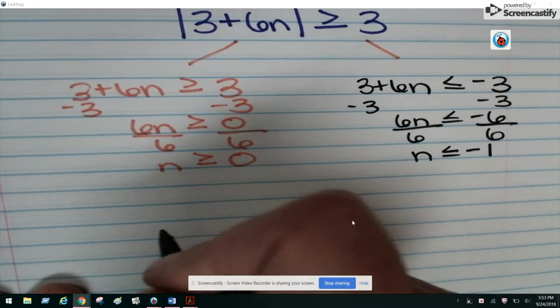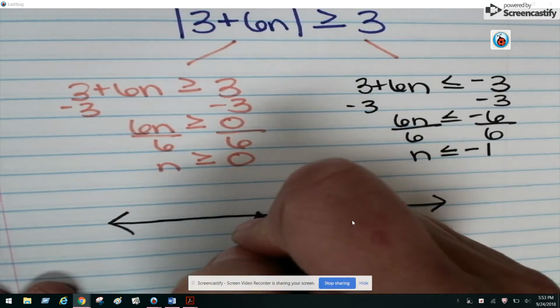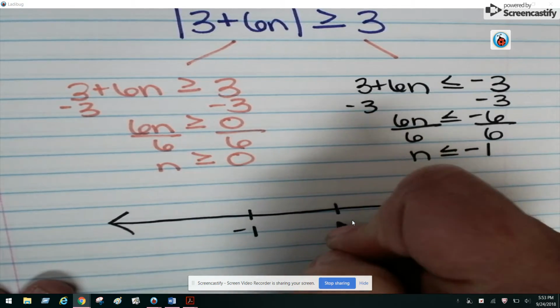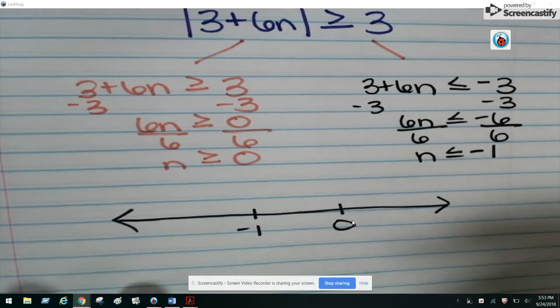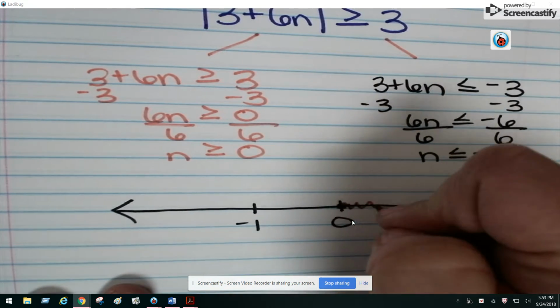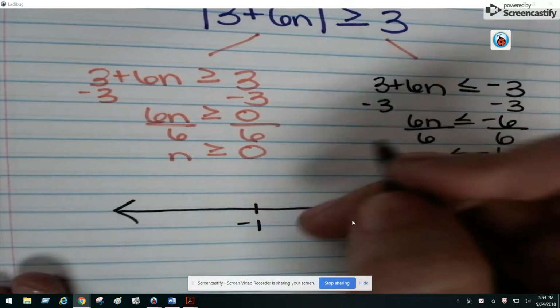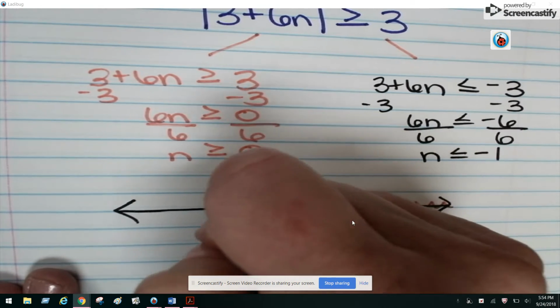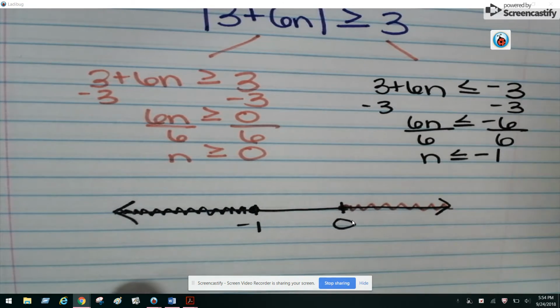Okay, so I'm going to graph this out. These numbers are pretty close together, but I have negative 1 and I have 0. I know that n is going to be greater than or equal to 0, so that's shading this direction. And I know that n is going to be less than or equal to negative 1, so that's shading this way. So we can clearly see that this is an or problem.